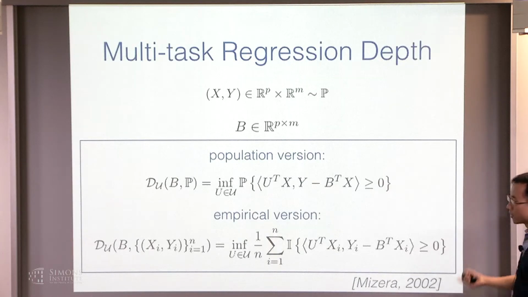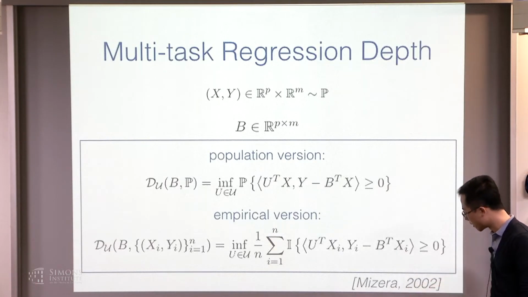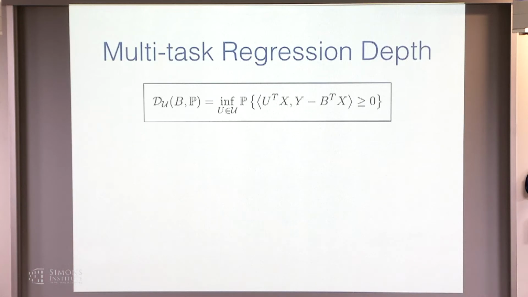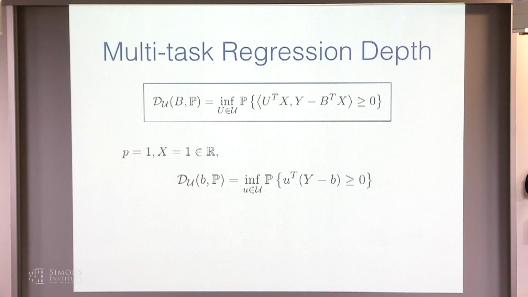And it is itself a special case of something even more general called tangent depth that was proposed by Mizera in a 2002 Annals of Statistics paper. Okay, so some special cases we can discuss. The first case is when p equals 1, meaning that you have m responses but only one covariate. And let's further assume that x, the covariate, is 1, then this just gives you the Tukey depth.